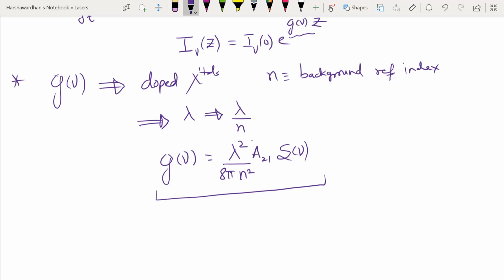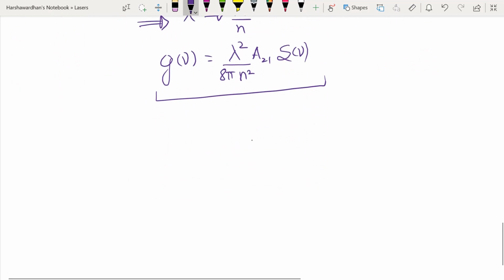Now let's quickly go ahead and look at the notion of threshold, right? So for threshold, I need to consider the notion of loss, right?